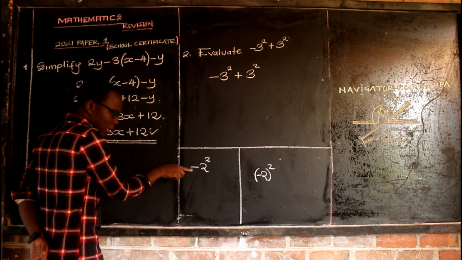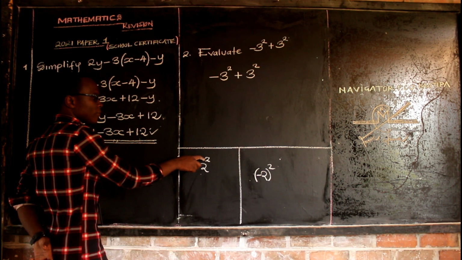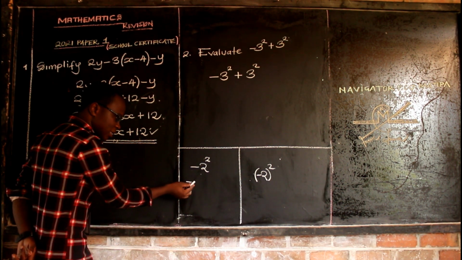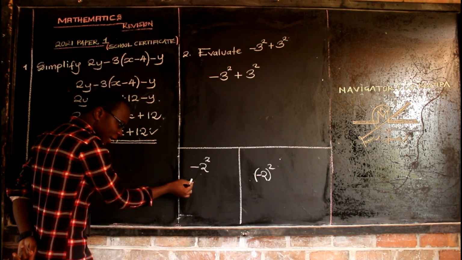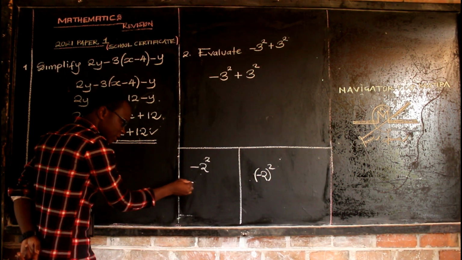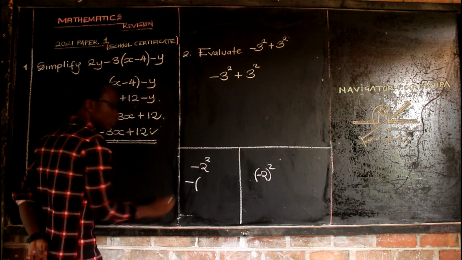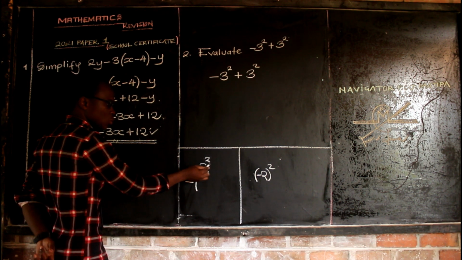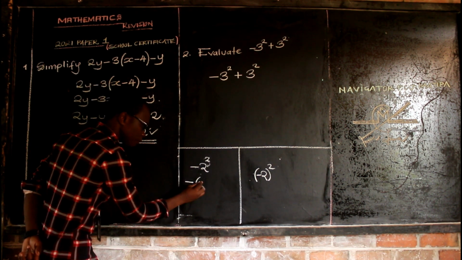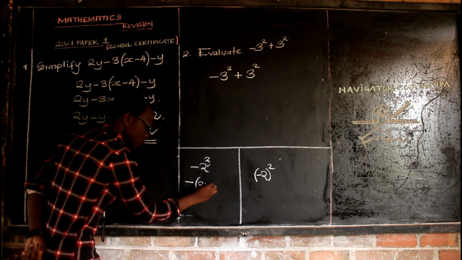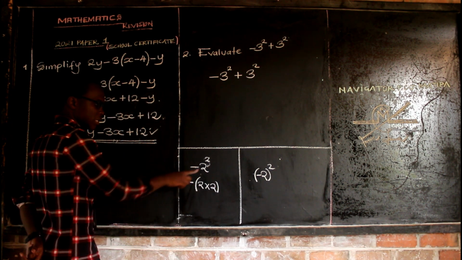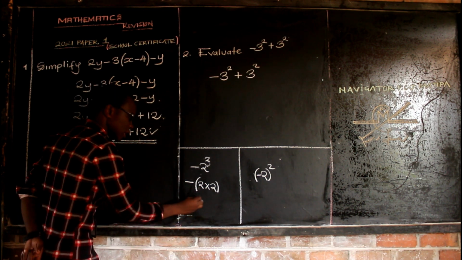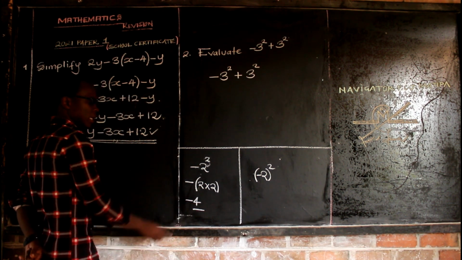So negative 2 squared simply means you have got a negative, and this negative is independent. This squared is only part and parcel of the 2, not the negative. So I'm going to say 2 times 2. This is the meaning. Then you maintain a negative, then 2 times 2 is 4. So you obtain negative 4.